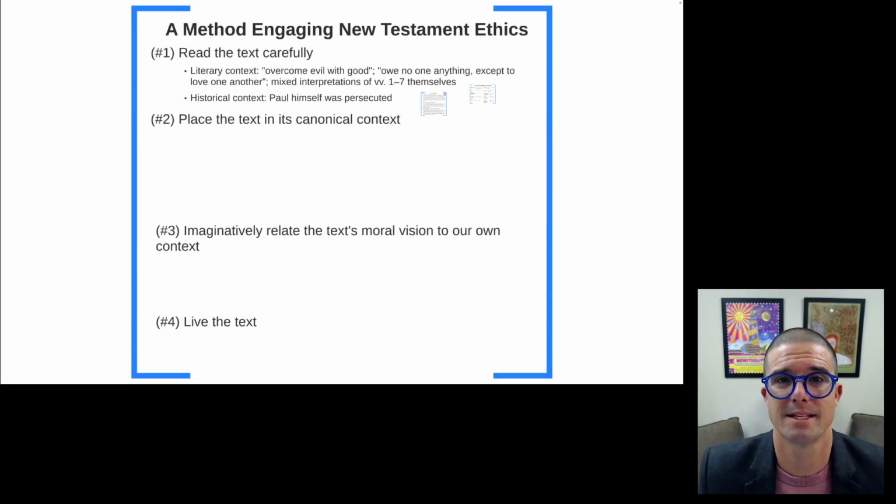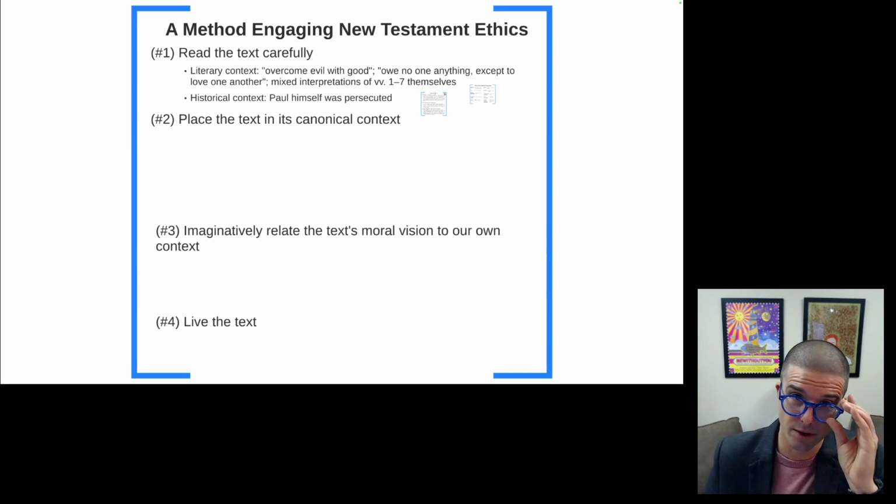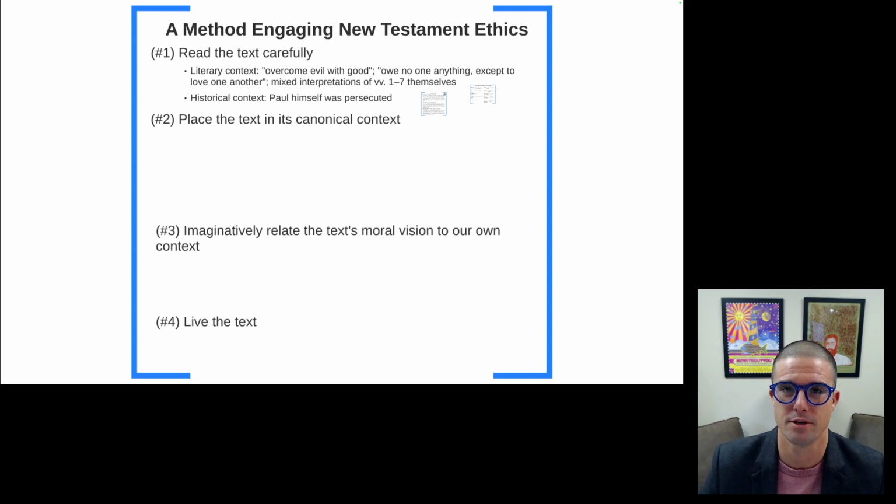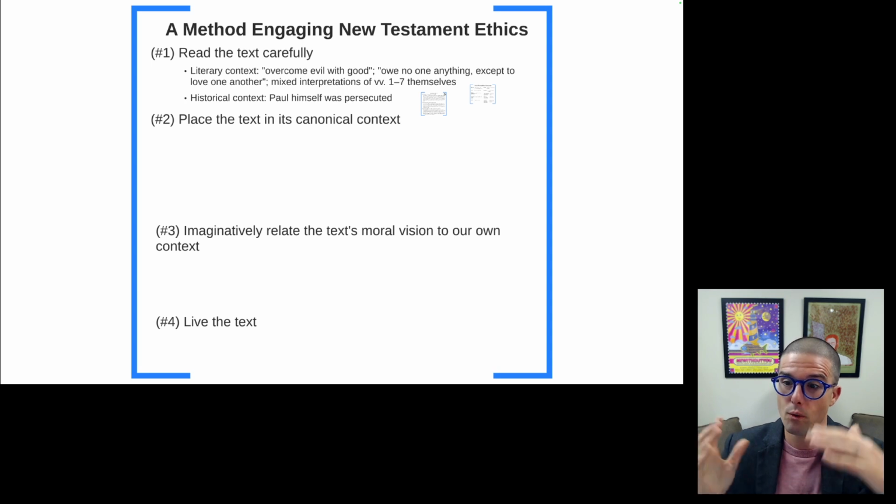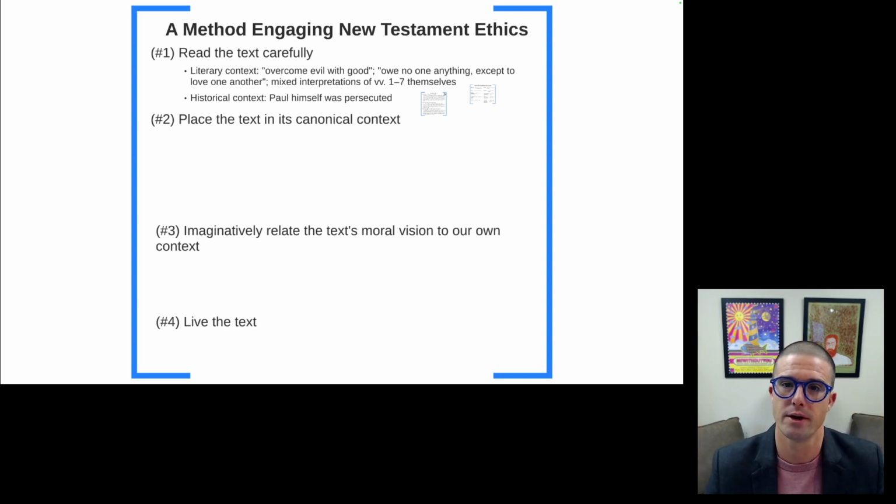So all of that's to say that there's a little bit more going on with respect to the literary context and the historical context of Romans chapter 13, that Paul is using politically freighted terminology throughout the letters, and he seems to be doing something a little bit more complex with Romans 13 verses 1 through 7 when we set it in its larger literary context.